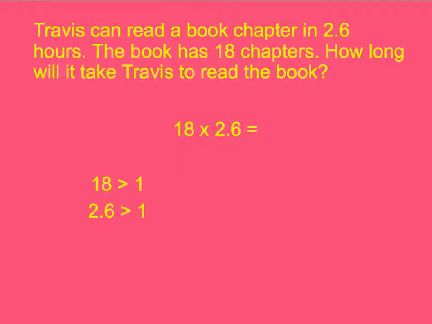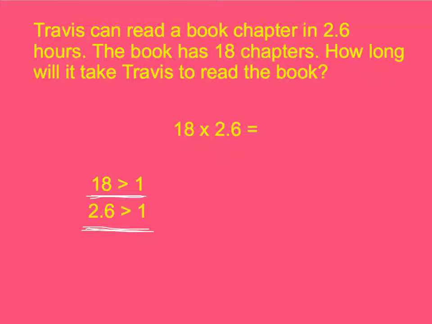Before we solve this problem, we're going to first find an estimate. I'm looking at the two numbers to figure out if my final product is going to be greater than 1 or less than 1. Here I have the comparison of my two factors to 1. I see that 18 is greater than 1 and 2.6 is also greater than 1. Because my decimal isn't less than 1, my product is going to be larger than both of my factors.